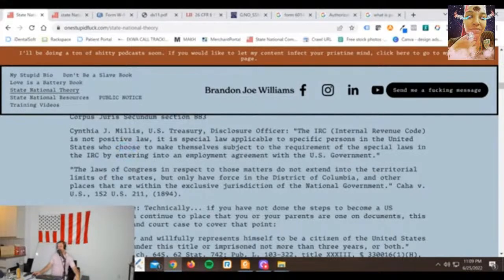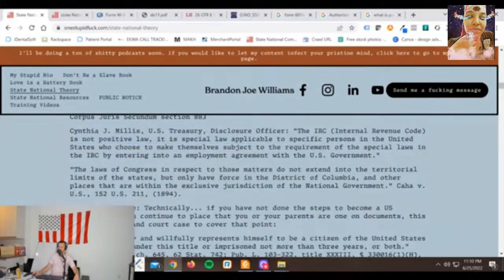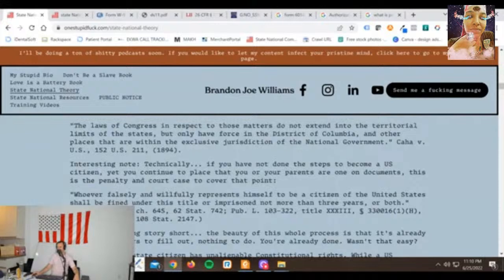To make themselves subject to the requirement of the special laws in the Internal Revenue Code by entering into an employment agreement with the U.S. government. See that? You're entering into an employment agreement to make yourself subject to that law by your own choosing, and the law is not even positive law, it's special law. So this is why the IRS is like the easiest thing in the world to handle. Once you really understand all this, they have like negative six legs to stand on under literally anything. No matter what your status is, it doesn't matter. It's just like they have nothing. They have no leverage at all whatsoever once you understand this stuff.